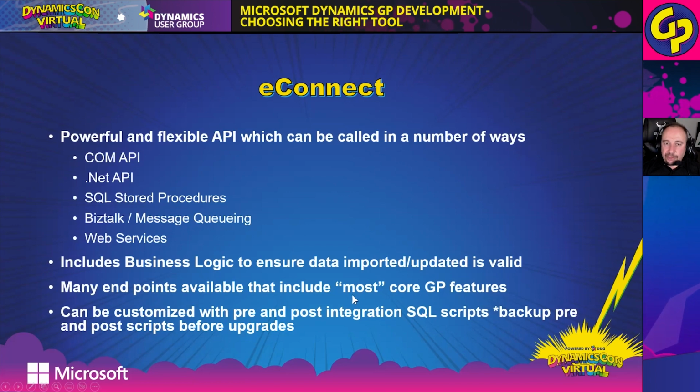And the reason I say most is that there is some functionality that GP through the interface can do that eConnect doesn't support, but most of the functionality is there. It's actually implemented using stored procedures within GP, within the SQL database. And you can customize it using either pre or post integration scripts that allow you to then add additional functionality or store additional data with the eConnect call.